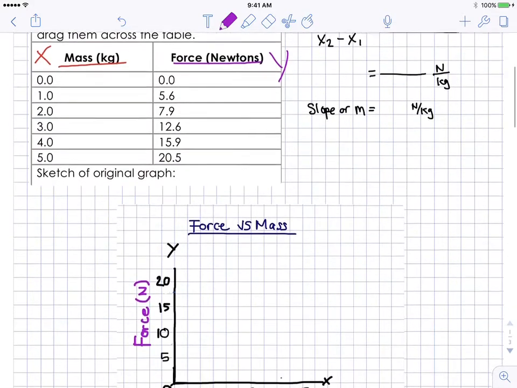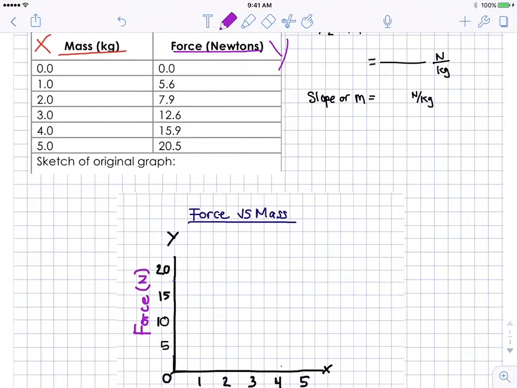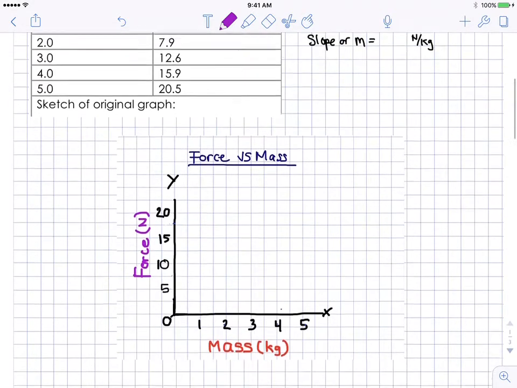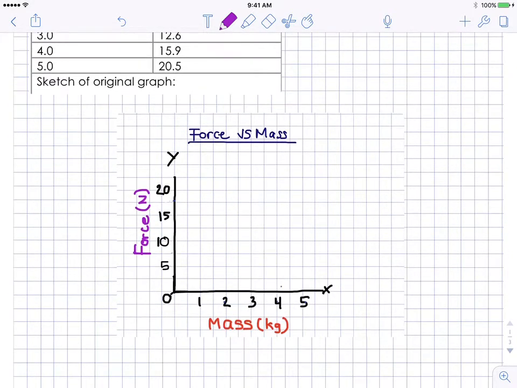All right, so let's just use this data here and plot it in our graph. But before I do that, let's just go over this real quick. So I've set up this data table and the graph ahead of time, just to make it a little bit easier. So we have our force versus mass title, and you can see the formatting of this is correct. We have the dependent variable versus the independent variable. Our force is the dependent variable, so it's on our y-axis.